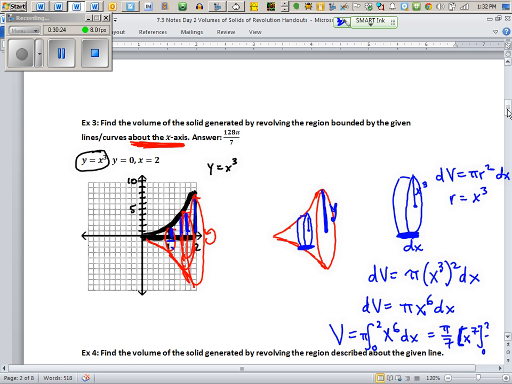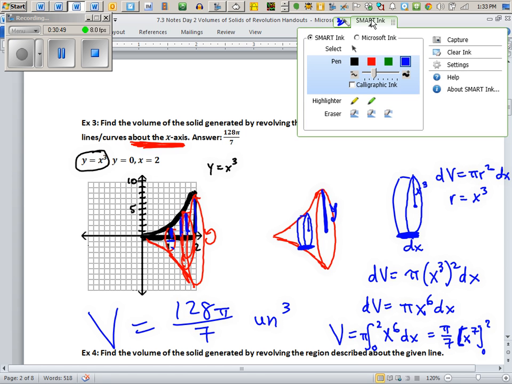And this is where you're going to get your 128 from. Okay, 2 to the 7th is 128. So the answer is volume equals 128 pi over 7 cubic units. Not too hard.